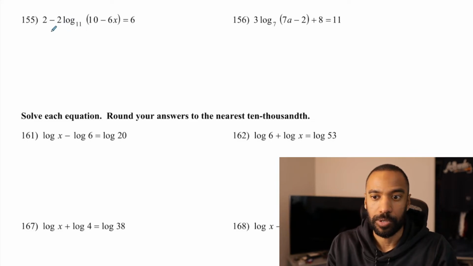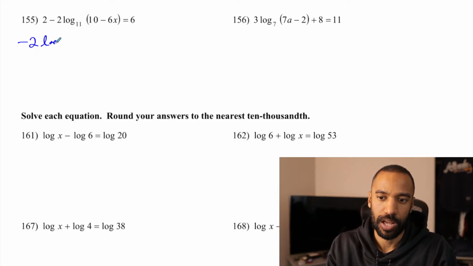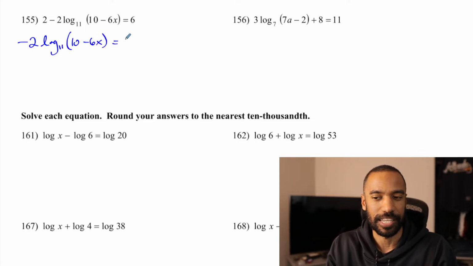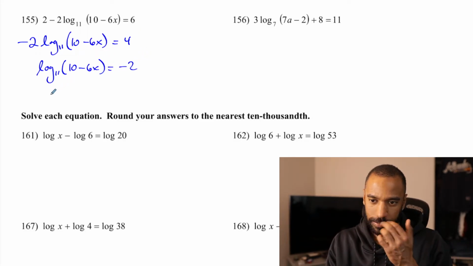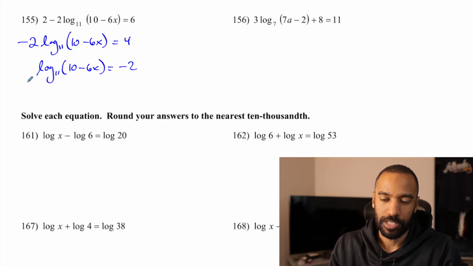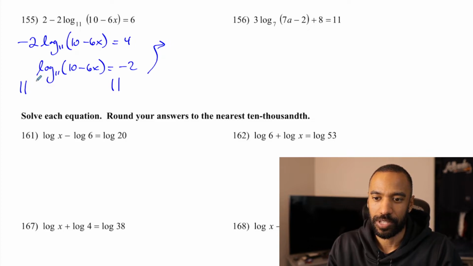Here we go. Subtract 2 from both sides. Negative 2 times log base 11. I mean, these aren't as mundane as the expanding and condensing ones because those were all the exact same problem, literally. Log base 11 of 10 minus 6x equals, divide both sides by negative 2 is negative 2. So 11 to the negative second power. Let's see how much you guys know about this stuff. I'll do the 11 this way here. So that cancels out that and gives me 10 minus 6x. And this is 1 over 121.